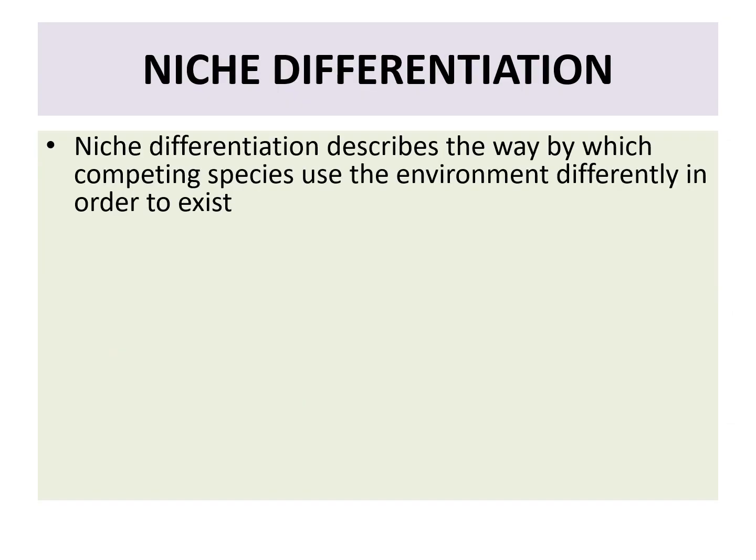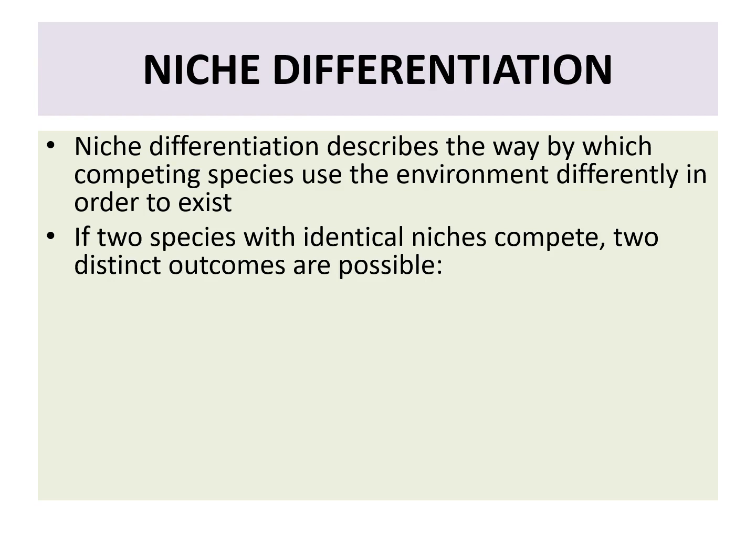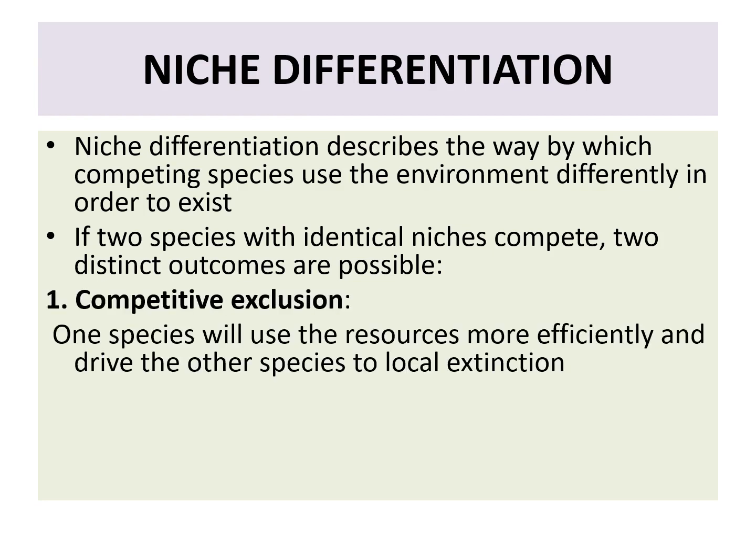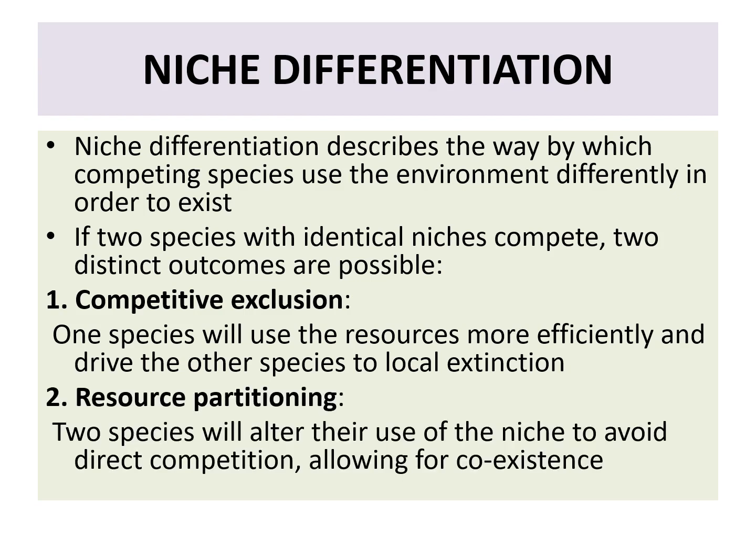So niche differentiation describes the way by which competing species use the environment differently in order to exist. If two species with identical niches compete, two distinct outcomes are possible. One is competitive exclusion: one species will use resources more efficiently and drive the other species to local extinction. Second is resource partitioning: two species will alter their use of niches to avoid direct competition, allowing for coexistence.